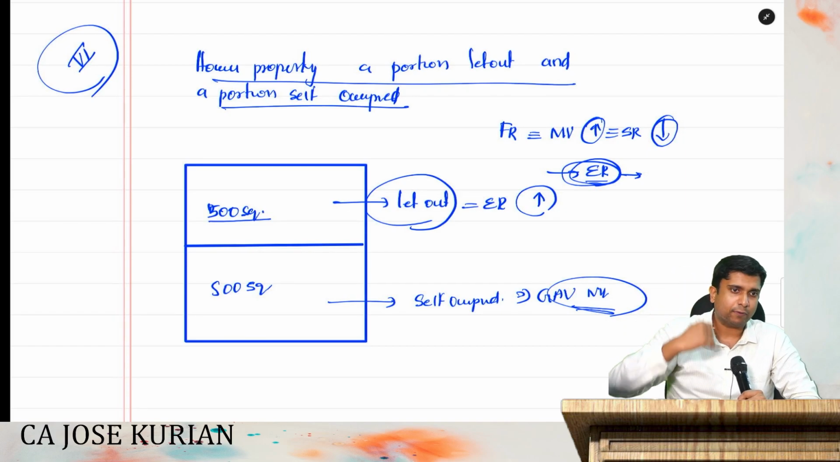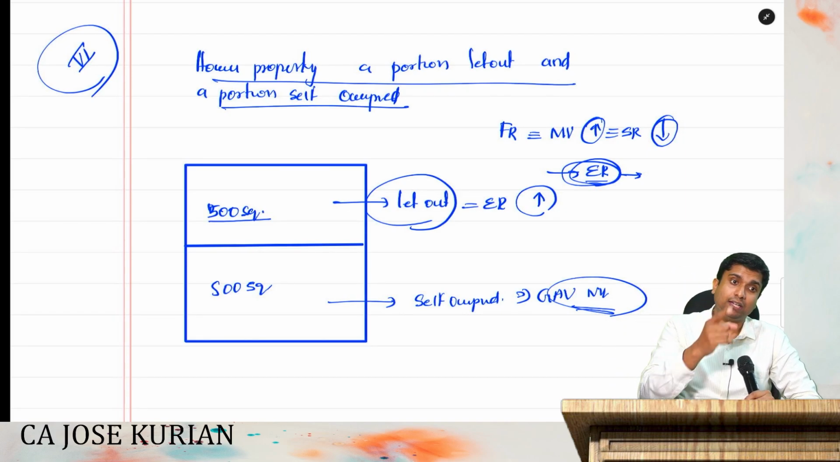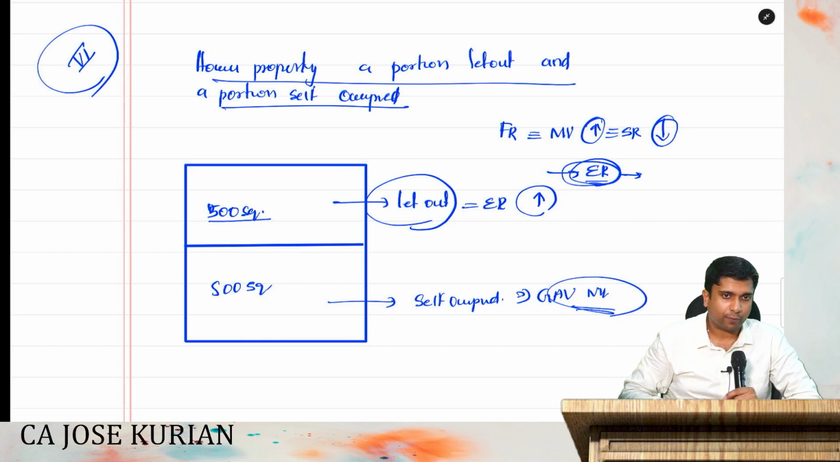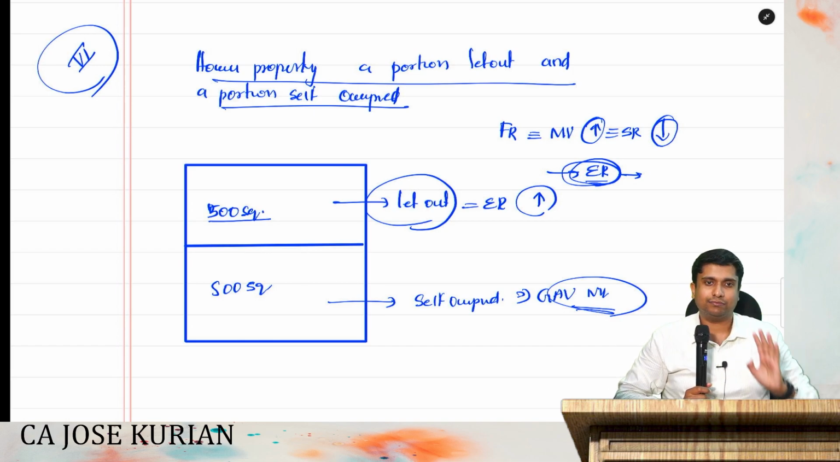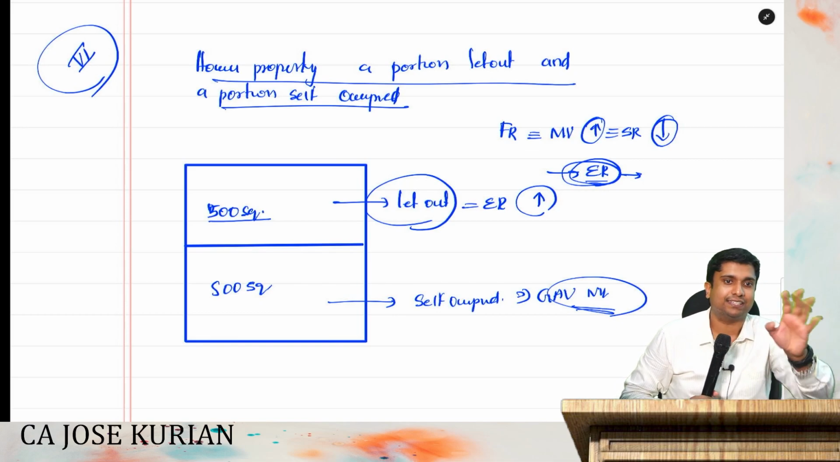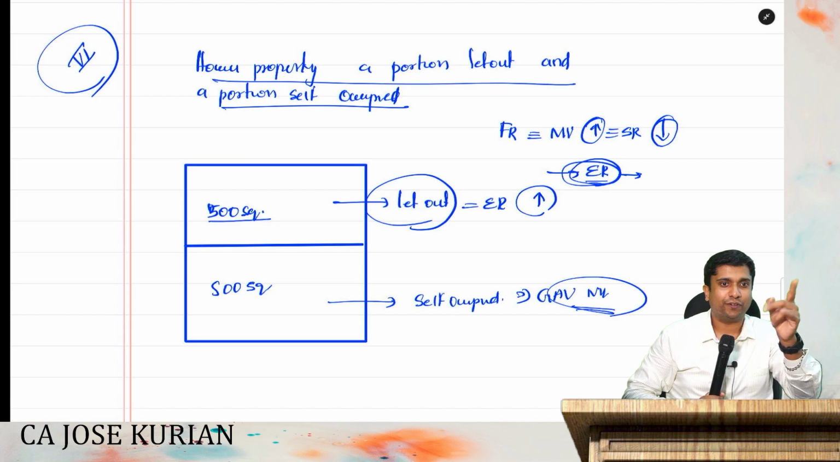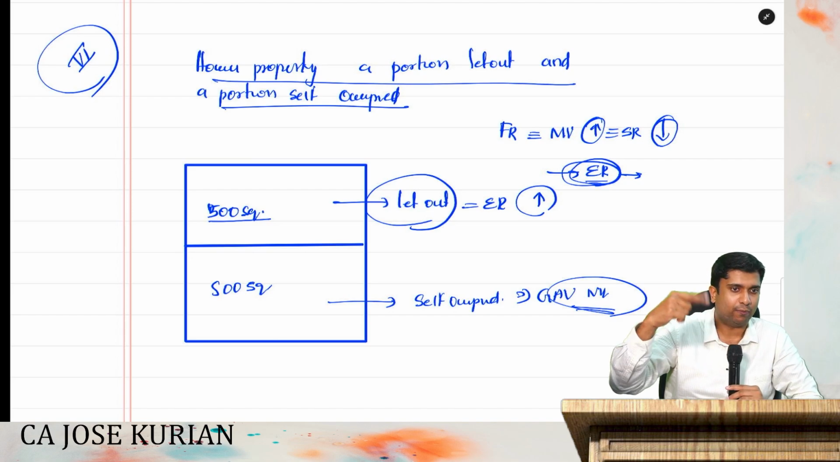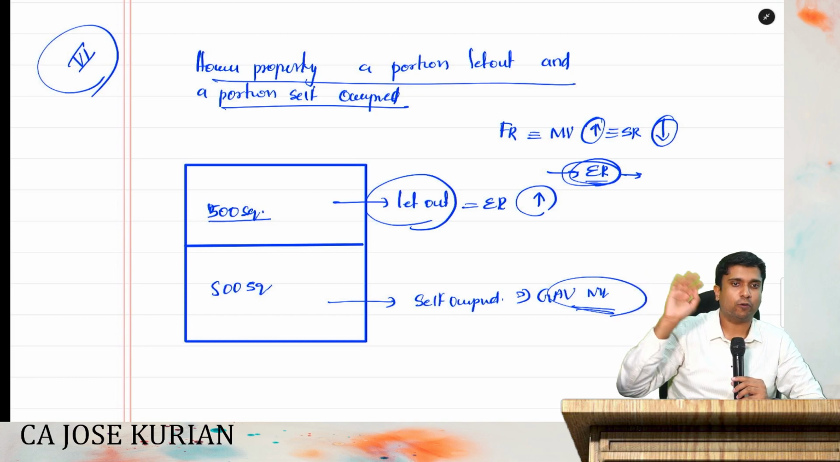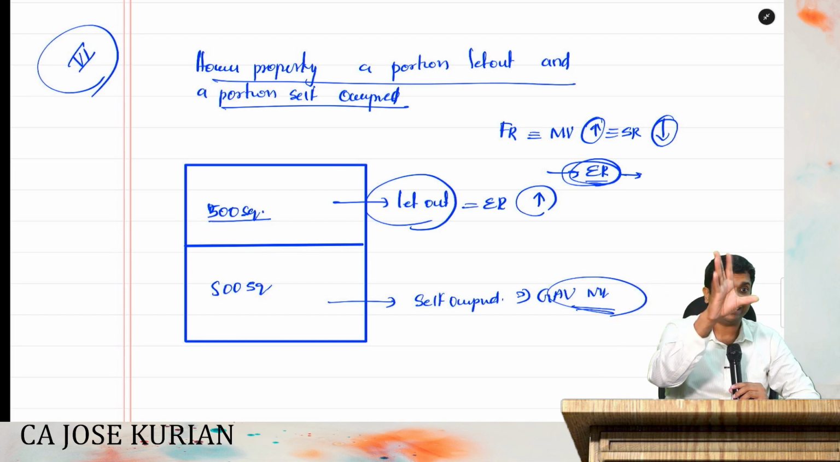Now, second type of property is what? A property where it is self-occupied property. Second type of property which we have discussed is self-occupied property. GAV is nil. You cannot claim any municipal taxes as a deduction, and hence we can say NAV is nil. From GAV, if you deduct municipal taxes, you will get net annual value. Municipal taxes, GAV, everything is zero for self-occupied property. Hence we can say NAV is zero.